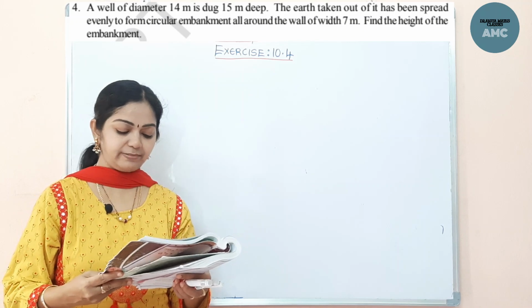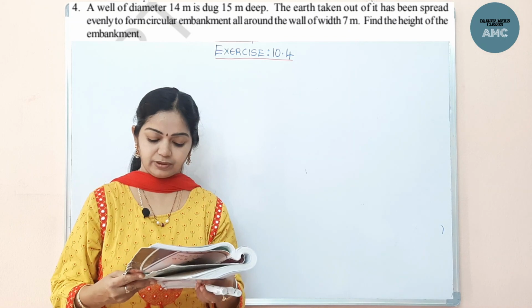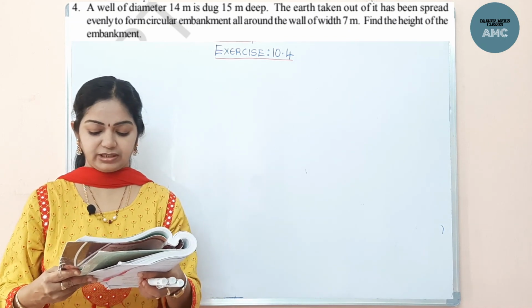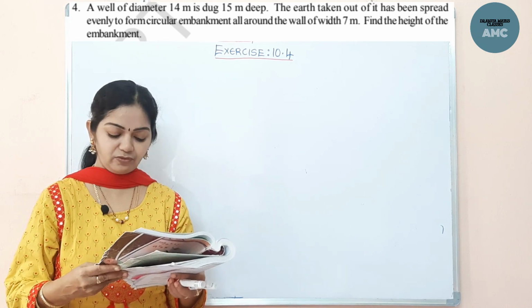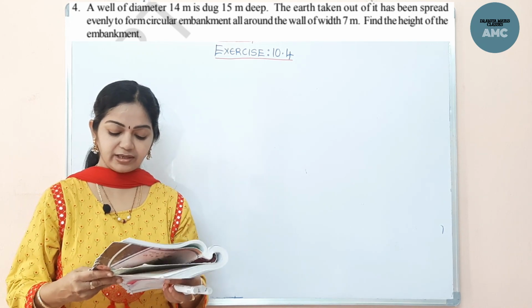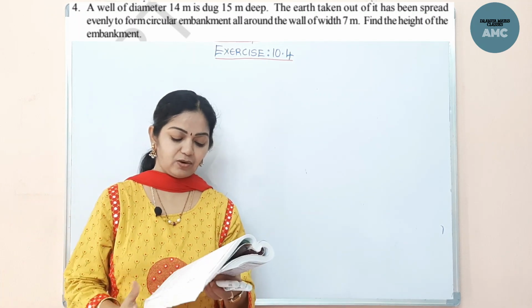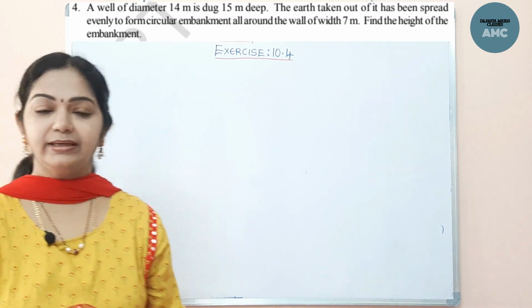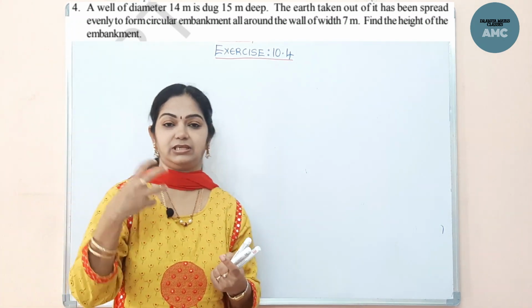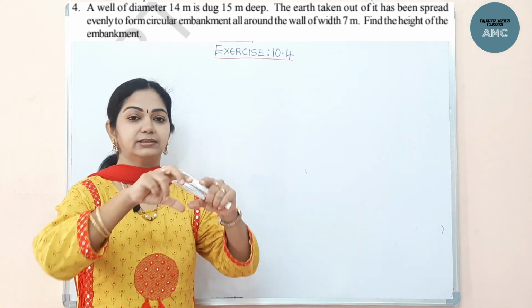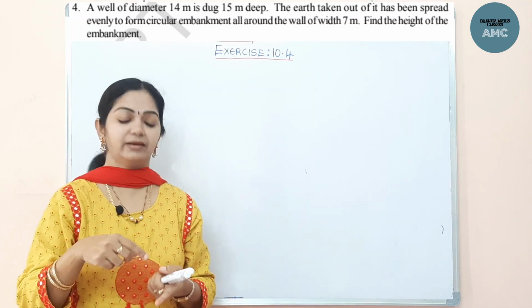Now here, the fourth problem. A well of diameter 14 meters is dug 15 meters deep. The earth taken out of it has been spread evenly to form a circular embankment of width 7 meters. Find the height of the embankment. Here a well is dug of diameter 14 meters and 15 meters deep. That earth which is taken out when it is dug is being placed around the well only in the form of a circular embankment.